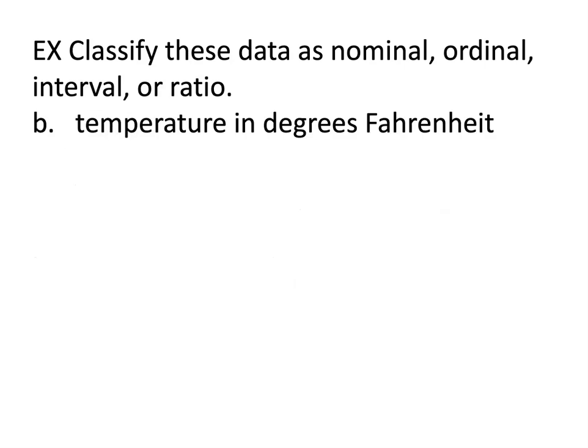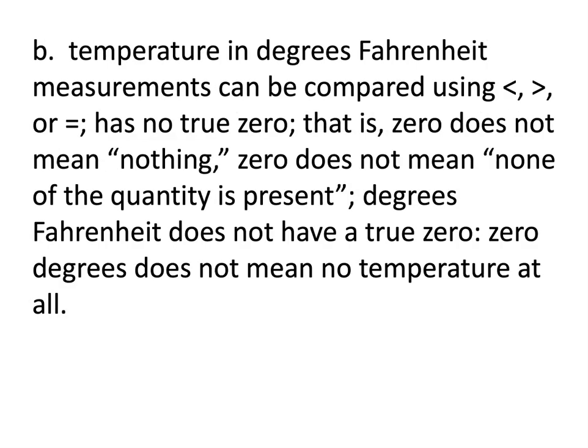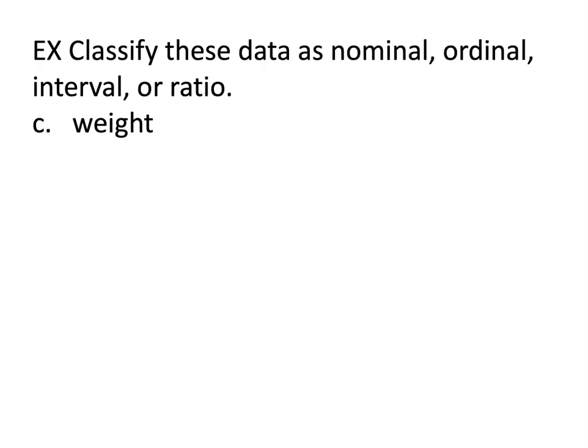How about temperature in degrees Fahrenheit? That would be an interval. Let's look back at the definition of interval. So interval data, measurements can be compared using less than, greater than, or equals. You can say one temperature is greater than another, but it has no true zero. That is, 0 does not mean nothing. 0 does not mean none of the quantity is present. Degrees Fahrenheit does not have a true zero. 0 degrees does not mean no temperature at all. So that would be an example of interval data.